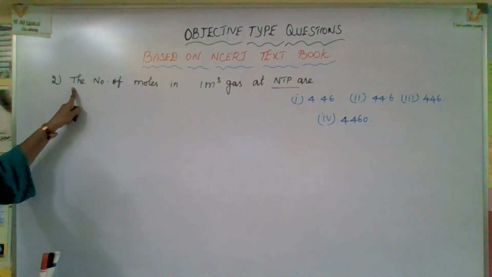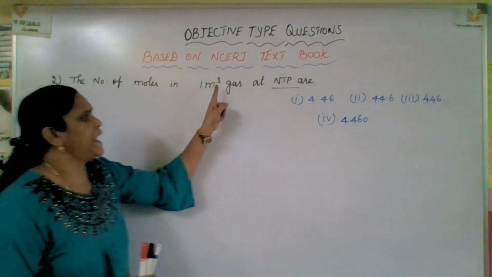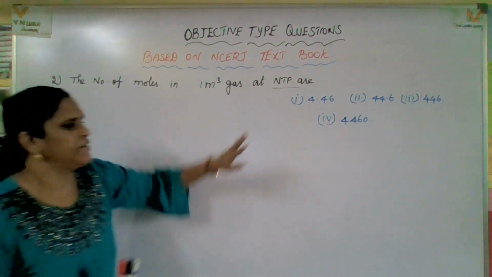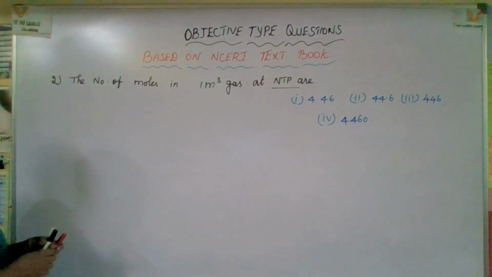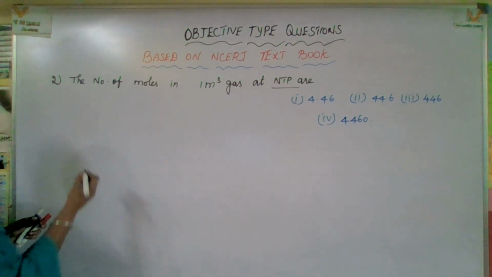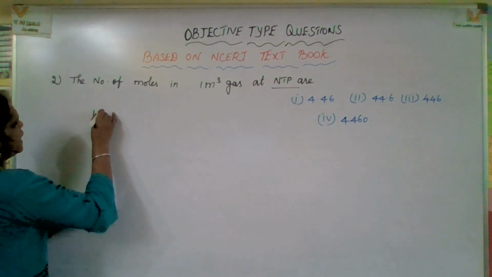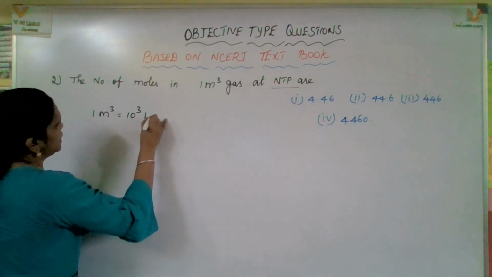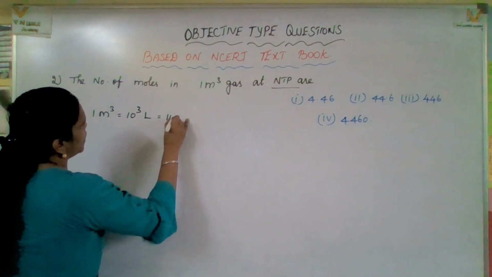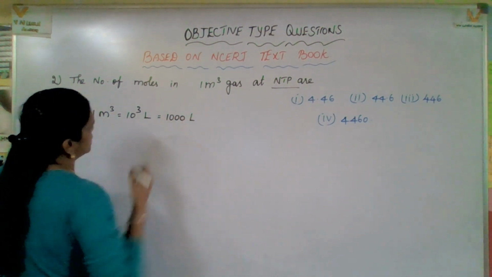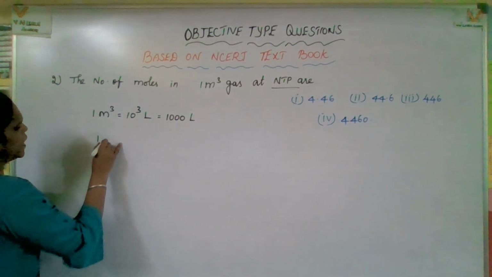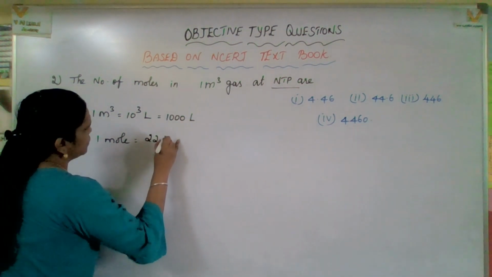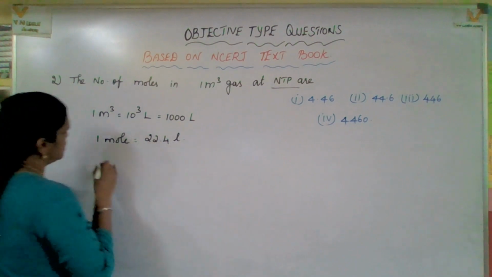Next question: the number of moles in 1 m cube of gas at NTP. They have given the options. Let us identify how to solve. First and foremost, 1 m cube is equal to 10 to the power of 3 liter, which is 1000 liter. Yes. So 1 mole is equal to 22.4 liter.